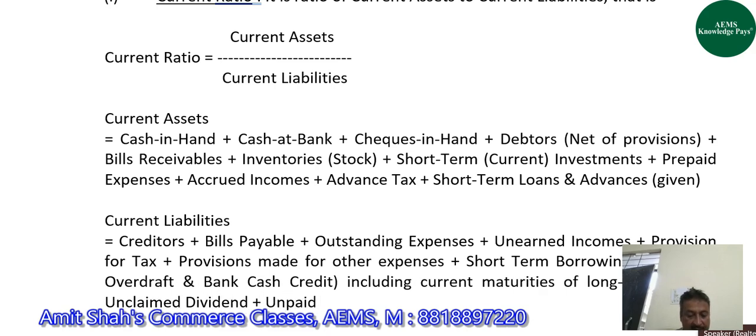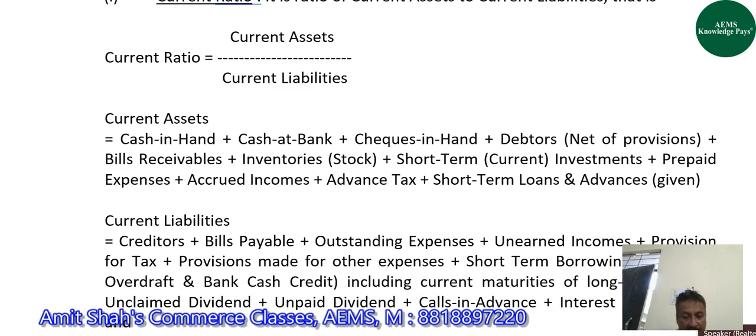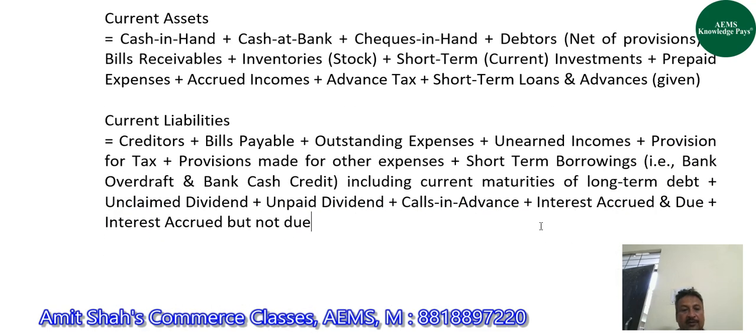Unclaimed dividend, unpaid dividend, calls in advance, interest accrued and due. This I will explain to you in the debentures chapter. Interest accrued but not due. They all are part of current liabilities, guys.